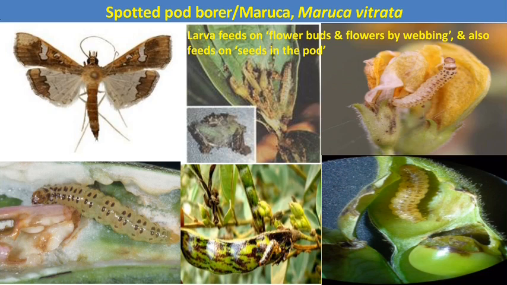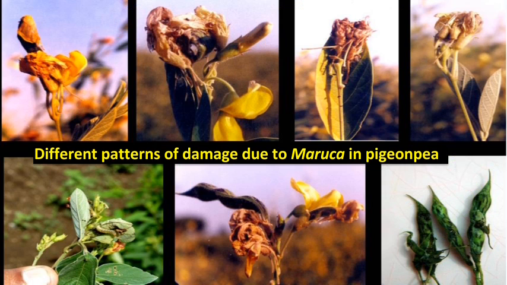The next one is the spotted pod borer, also called maruca, and the species is Maruca vitrata. This is also a lepidopteran pest, hence the caterpillar is the damaging stage. After hatching from the eggs, the caterpillars or larvae feed on the flower buds and flowers by webbing, and also feed on seeds in the pods. As a result of feeding, in case of severe infestation, the infested fields show different damage symptoms. In this slide, we can see the webbing of the flowers due to the continuous feeding by the larva of maruca.